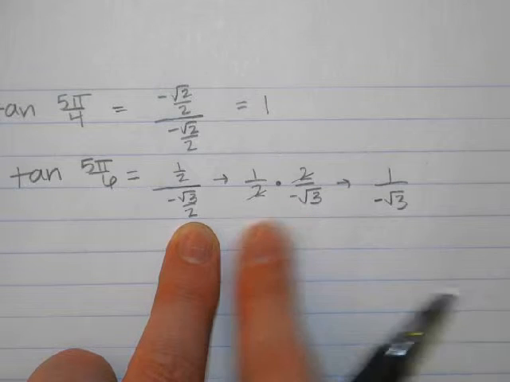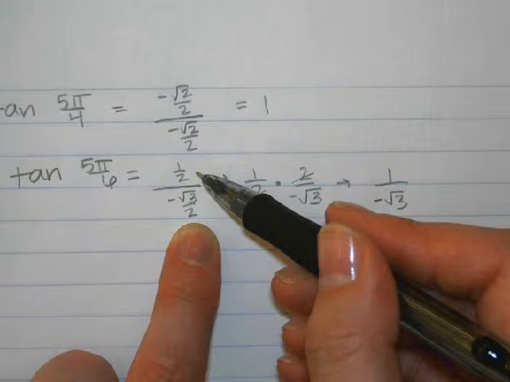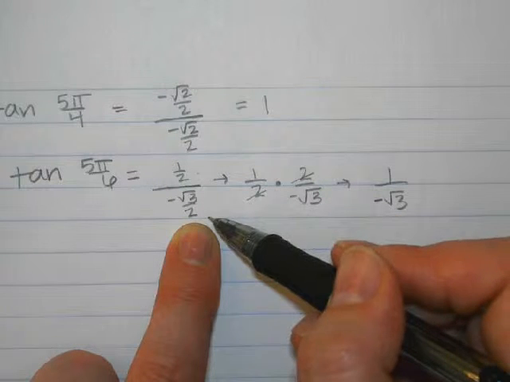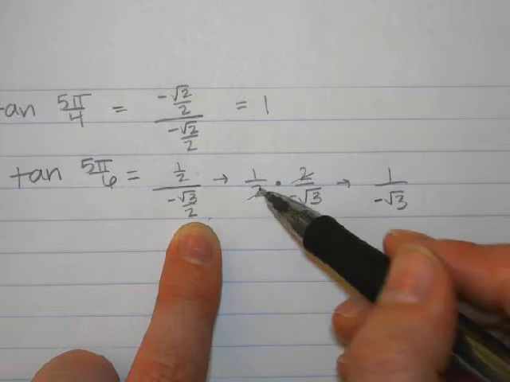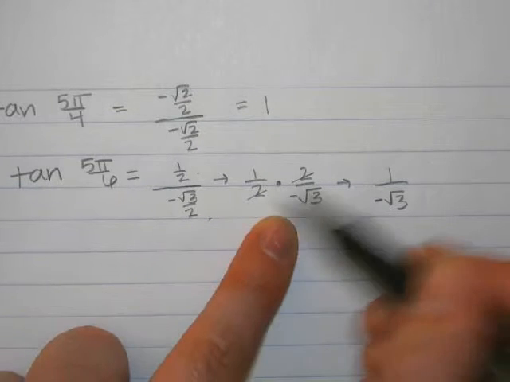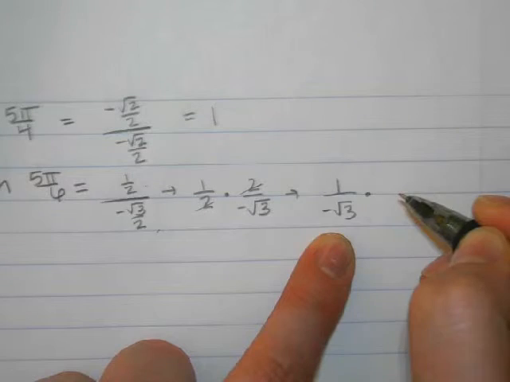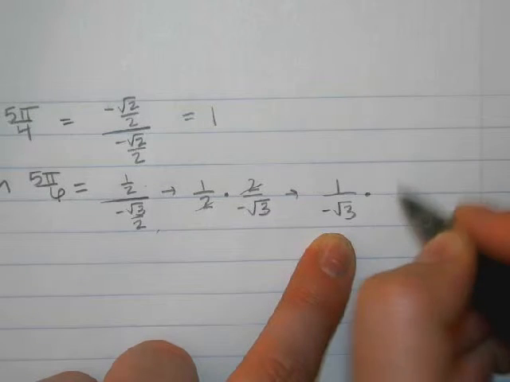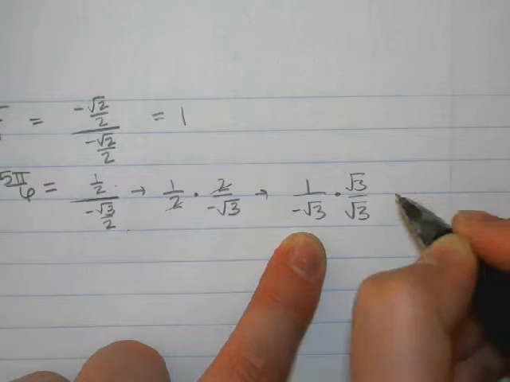Are we okay with these first couple steps? So we have the y coordinate, which is 1/2, divided by the x coordinate, which is negative root 3 over 2. And we do keep it, change it, flip it, and the 2's cancel. And now we have to fix the square root of 3 on the bottom. So I'm going to multiply by square root of 3 on the top, and I'm going to multiply by square root of 3 on the bottom.